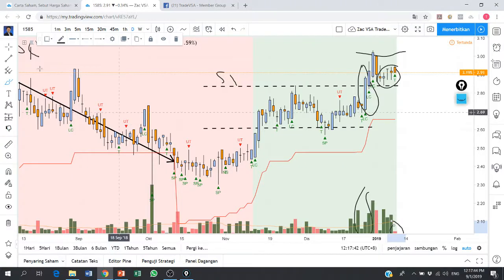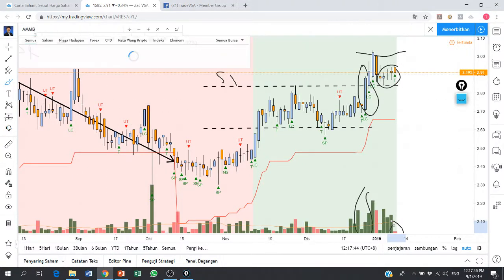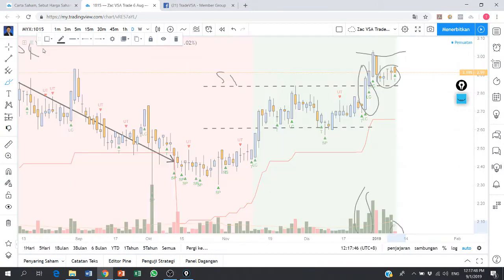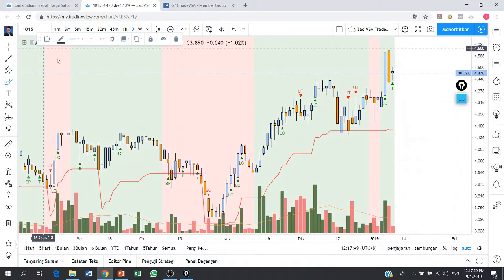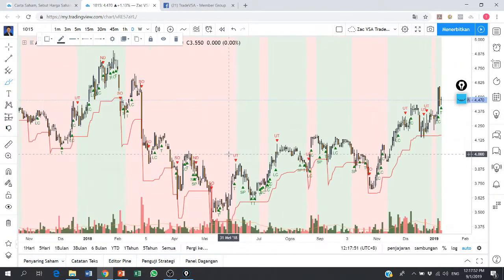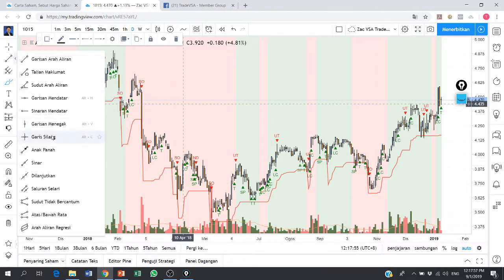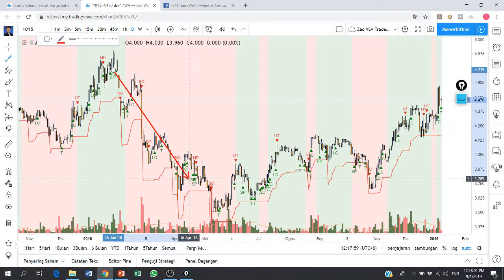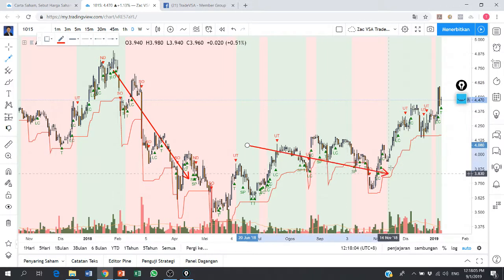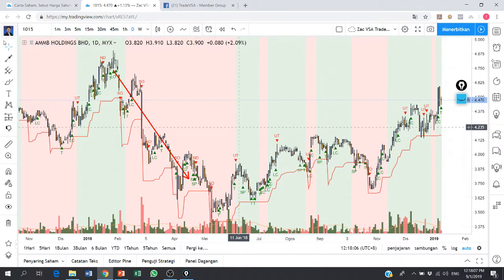So the reason why I like M-Bank Holdings is, first of all, always identify your background, which means the market stages. So we have stage 4 over here, and going back to here, stage 1. This is stage 1. Probably I just draw the line.